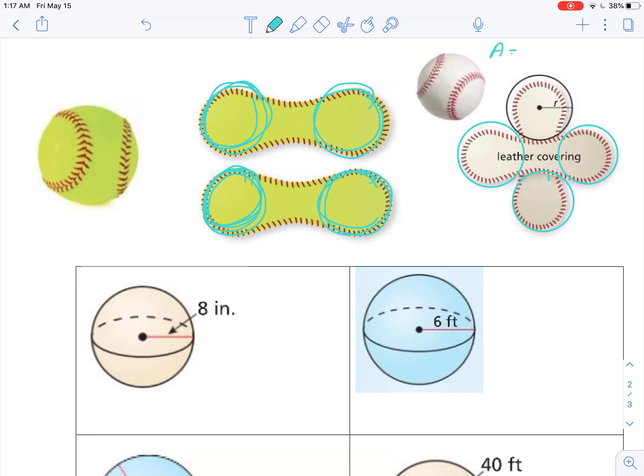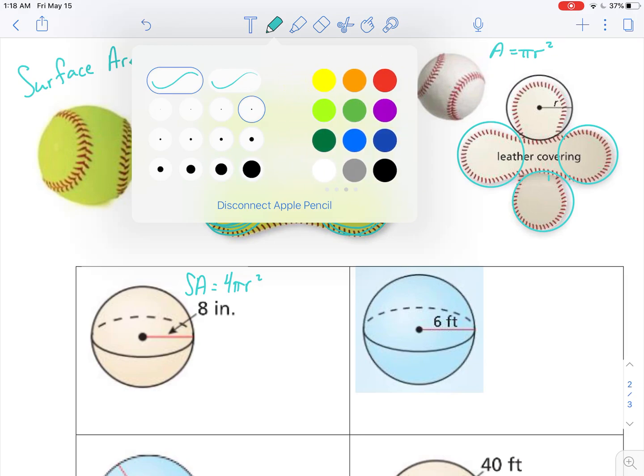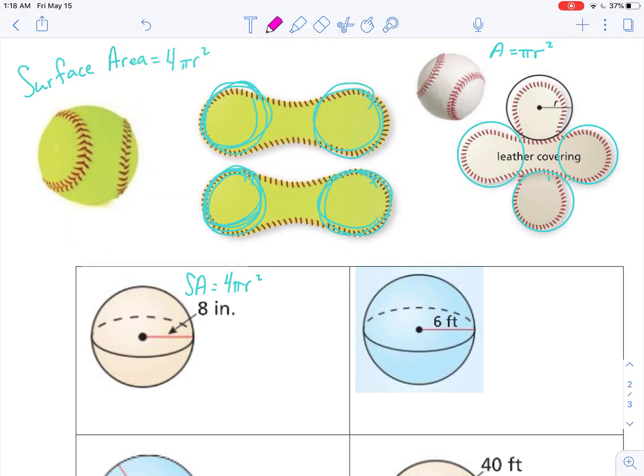And the area of a circle is pi r squared. So if I have four circles, then the surface area of a sphere is going to be 4 pi r squared. So if I know surface area is 4 pi r squared, then I'll just take my radius, substitute that known value in here. So it's going to be equal to 4 pi times 64.